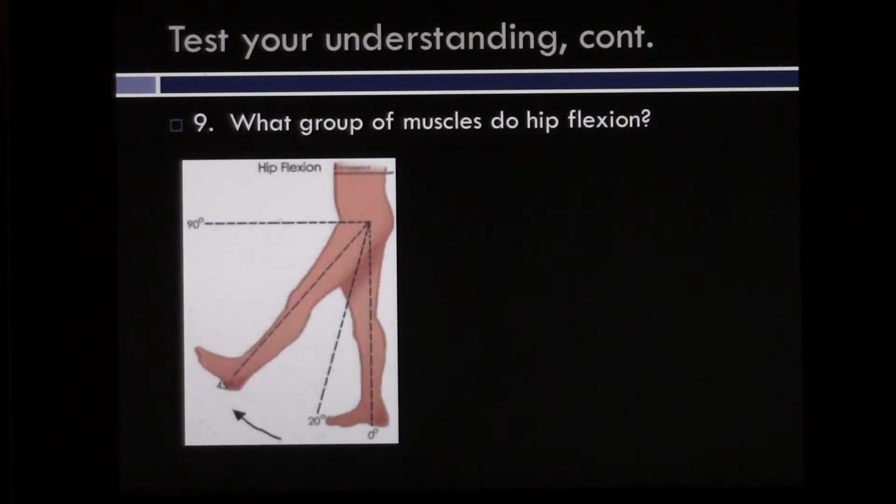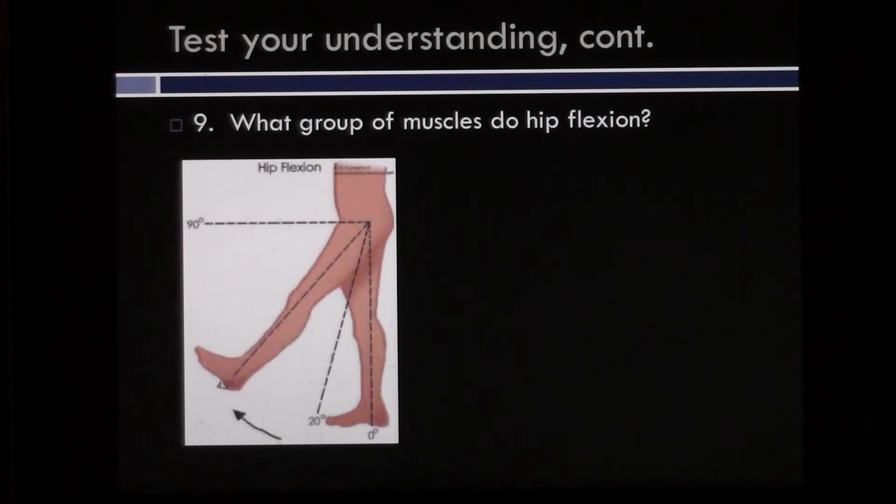Okay, next one. What group of muscles do hip flexion? Remember, flexion is like bending, but at the hip, similar to the shoulder, it doesn't make sense to say bending your hip. It's where you're standing up tall and lifting your legs straight out to the front. So that is hip flexion.